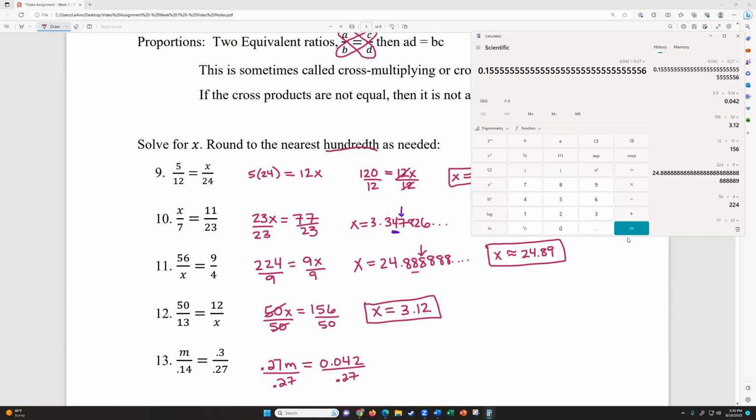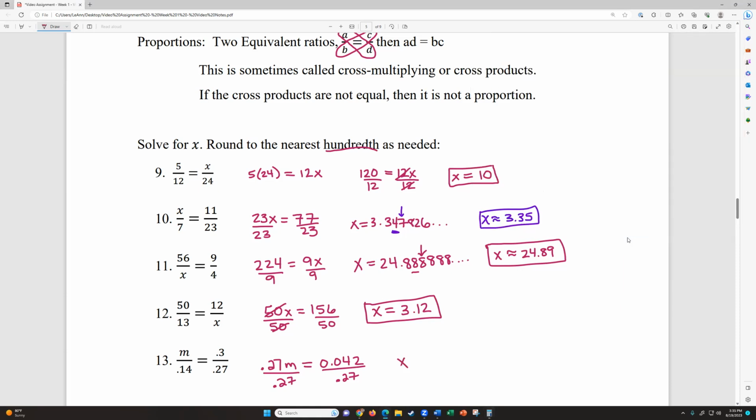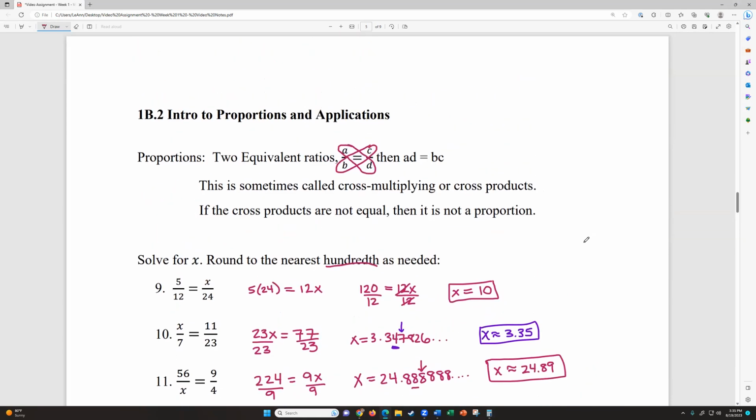And that is, it looks like 0.15 repeating. So notice the second place value, the hundredths place value, is the 5. There is a 5 or larger behind it, so it is going to round up to 0.16 to the nearest hundredth. Okay, so that is the cross products, or how we solve proportions.